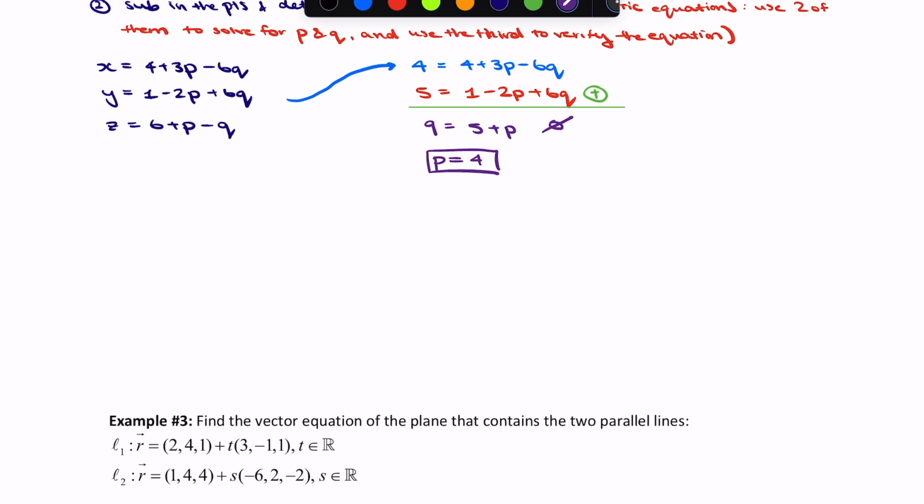So now we can sub that back into our equation. Here we have 5 is equal to 1 minus 2 times p, which is 4, plus 6q. And here we'll get 12 is equal to 6q, and q is equal to 2. So we get p is equal to 4, q is equal to 2.